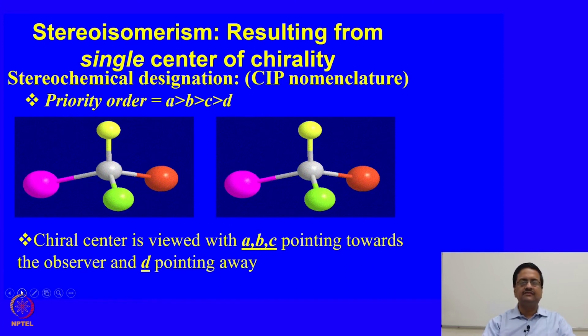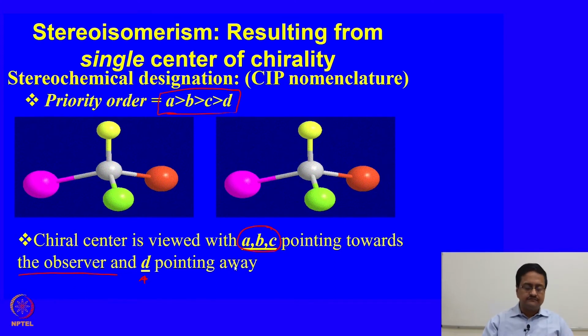So in this case, we need to prioritize those groups which are bonded to the carbon center and put them in a given priority order. Then the chiral center is observed by viewing with A, B and C, the high priority groups, pointing towards the observer, and the lowest priority group D pointing away from the observer.